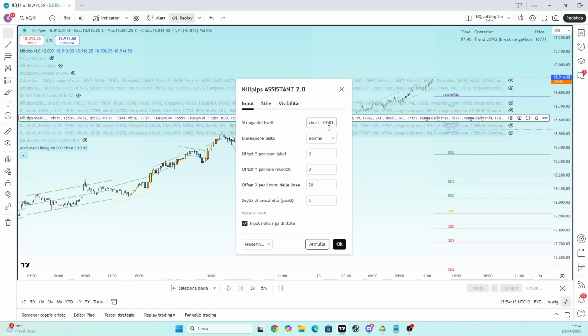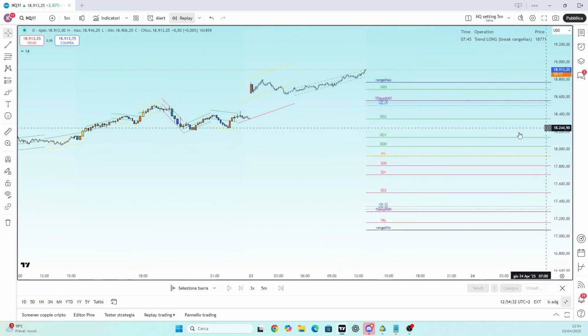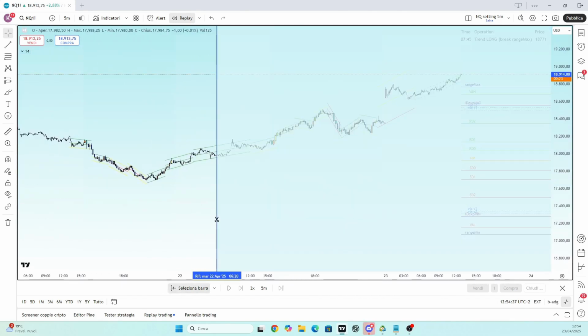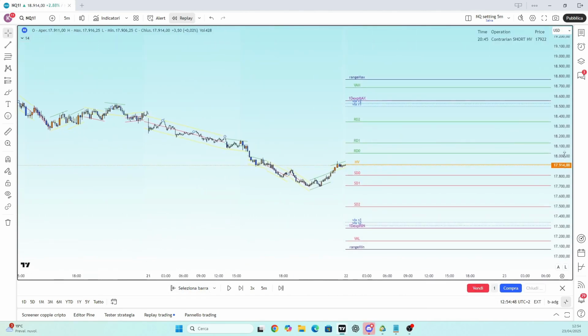Okay, so here, you enter the string here. We can choose the text size, how to move it, if we want the text more shifted to the right, etc. Then, by entering the string here, all the levels of the string are plotted on the chart. Okay, this is yesterday's string. Obviously, I make a bar selection. I will start from midnight of Tuesday. Okay, perfect. This was the situation we had at the close.